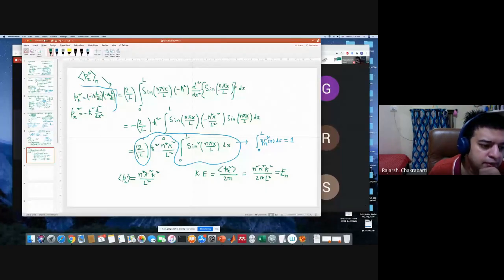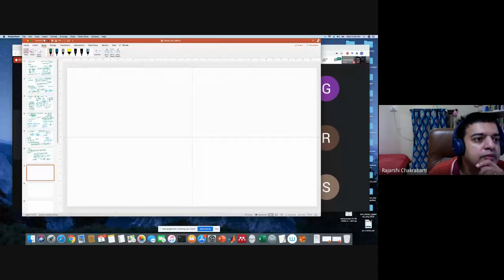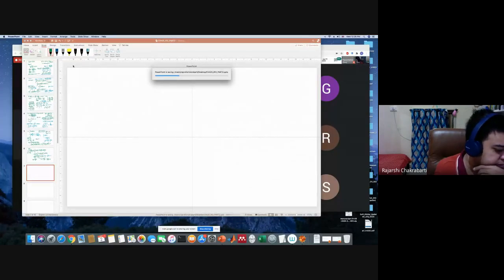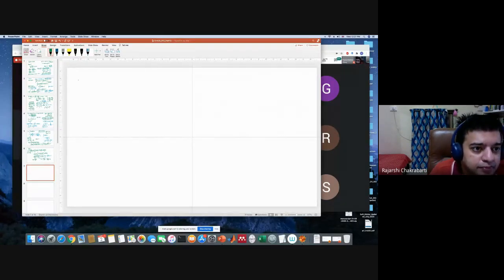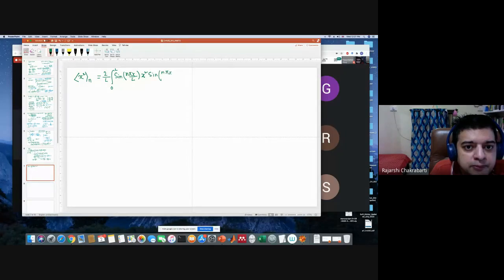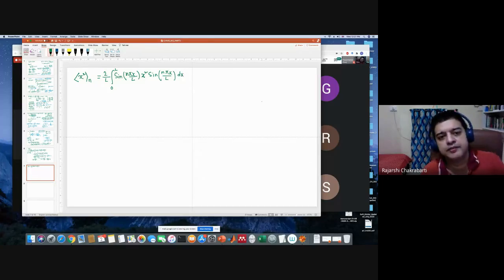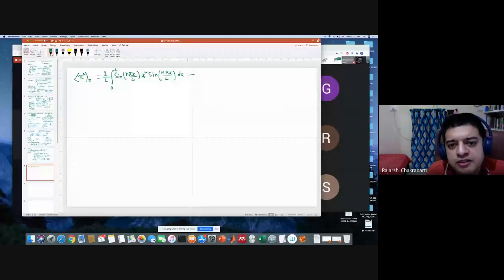So now the next thing I'm going to calculate, and speed it up a little, is your x square average. You have already calculated px square average, then you have to calculate x square average. Now this x square average calculation is a little lengthy. We'll just write it down, but we'll do the math in the next class. If I calculate x square n, you know this is going to be 2 by L. I will evaluate this. You will see that this x square average is obviously not going to be 0. And what is the value of this x square average? We'll do it in the next class.